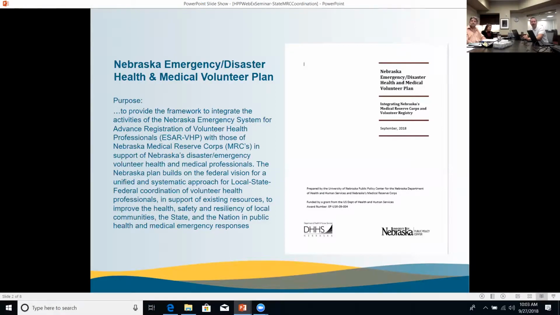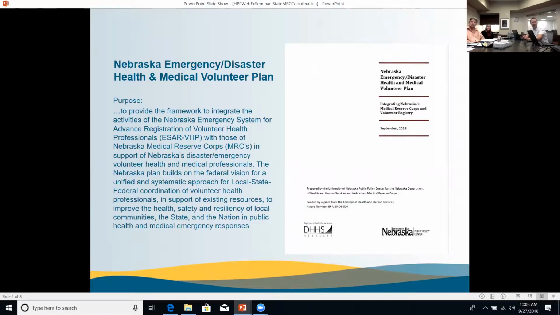The ESAR VIP and Medical Reserve Corps came together and put together a plan on how volunteers integrate within the system. That plan was revised September 2018. The purpose of this plan is to provide a framework to integrate the activities of Nebraska's emergency system for advanced registration for volunteer health professionals with those of the Nebraska Medical Reserve Corps in support of Nebraska's disaster and emergency volunteer health and medical professionals.